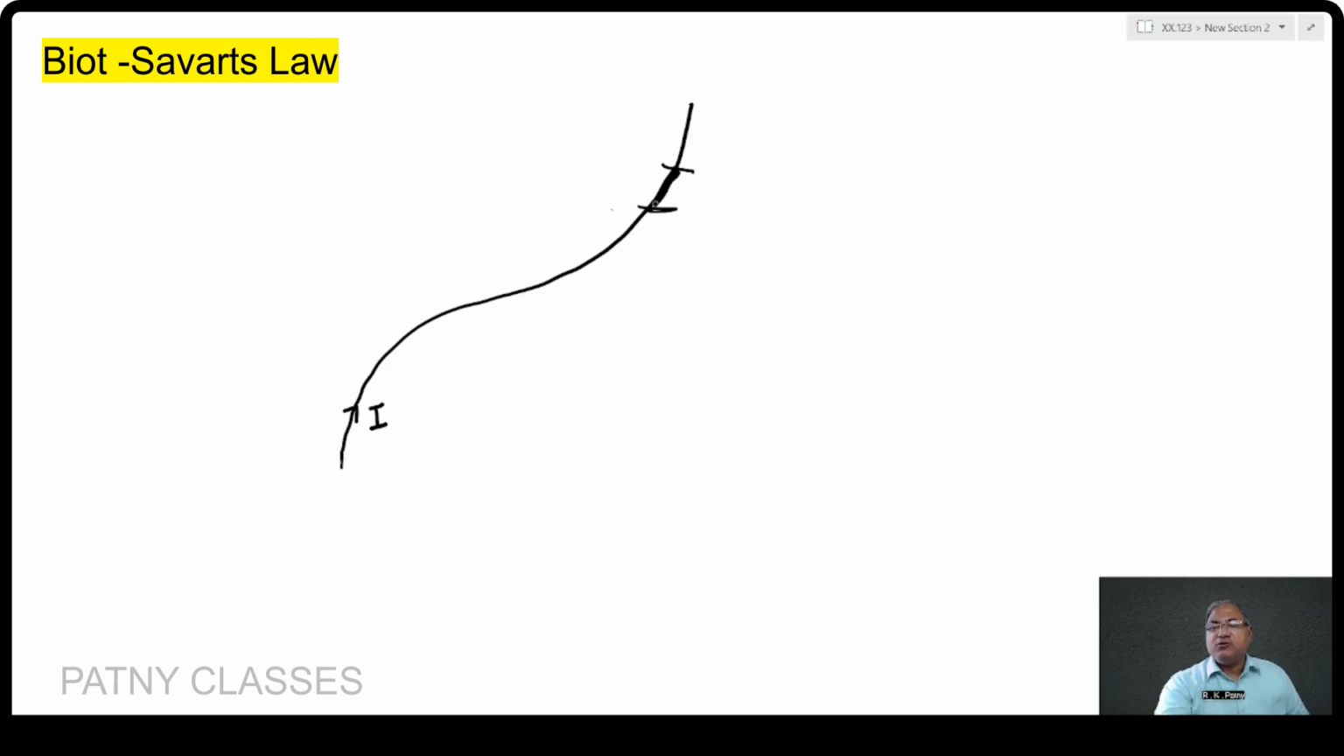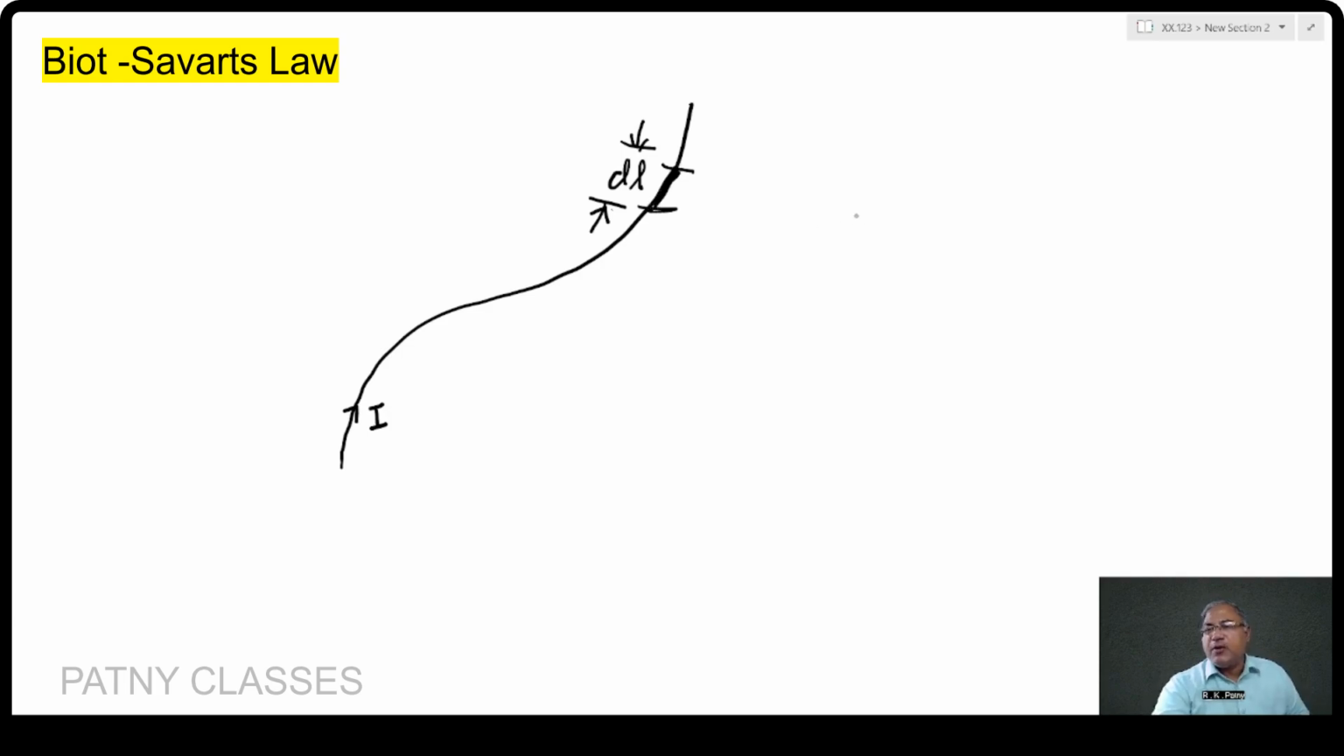For that, here I have selected a very small length. We call it a small element of the wire. So let us call this small element dl. This is the length dl we selected here because it is quite small. Now current I is flowing through the small element dl, and the magnetic field is produced all around it.